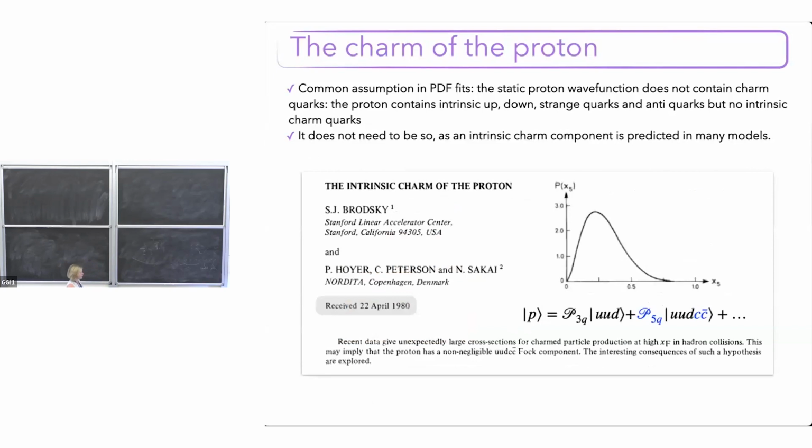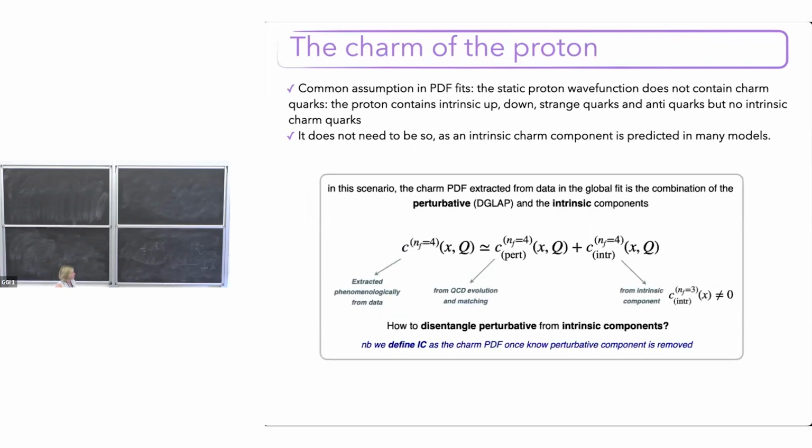But actually, Stan Brodsky did several papers: there are models that do predict an intrinsic component of the charm. So the proton can have a much more complicated wave function structure that has an intrinsic charm component. And if you believe that, then your charm would have a perturbative component and an intrinsic component, which is the one that would be there.